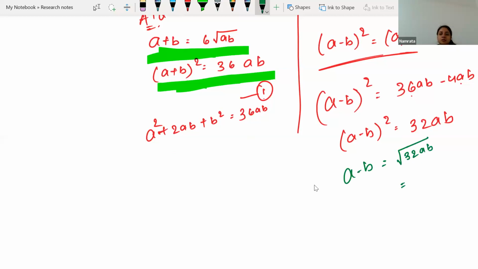Yes, ma'am. Plus minus. So root 32 ab will be root 32 to the power 5. That means 4 root 2 ab. Okay. Now if we solve a plus b and a minus b, let's see what we are getting.